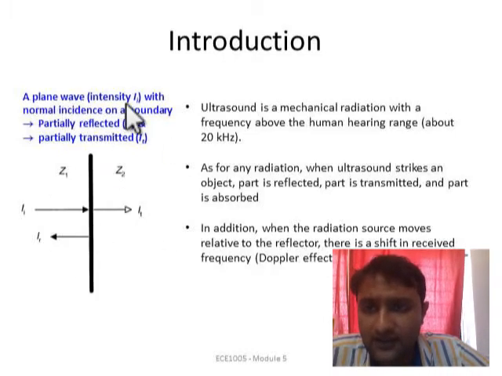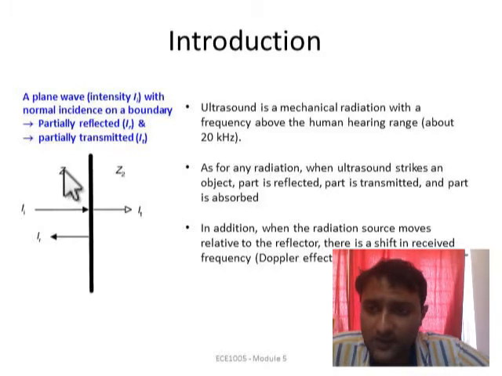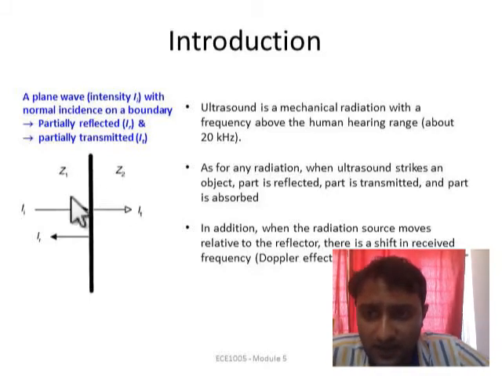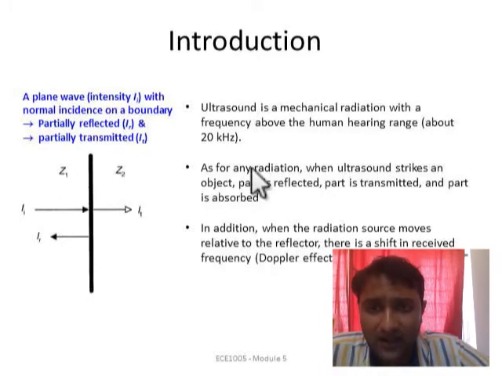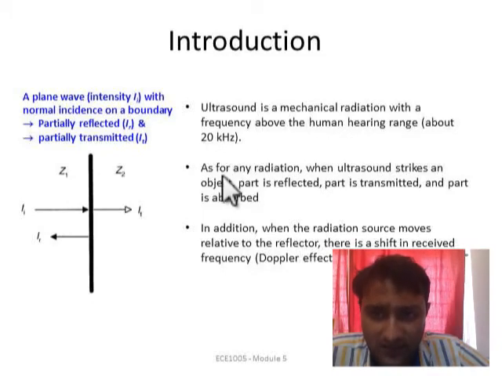A plane wave with intensity II hits the surface of an obstacle and it reflects partially some amount of energy, and it also transmits some amount of energy, with intensity IT and reflected intensity IR respectively. The impedance offered by the transmission media is Z1 and the reflection media is Z2. An ultrasound is mechanical vibration which is created in a media, and basically it has a frequency greater than 20 kilohertz.